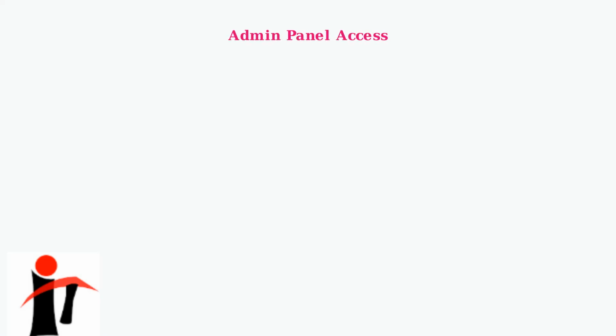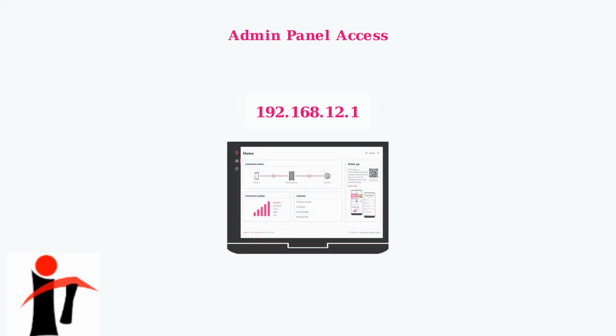Once your gateway has restarted, you'll need to access the admin panel to check for firmware updates. Open a web browser and navigate to 192.168.12.1, which is the default gateway address. In the admin panel, navigate to System, then Firmware Update. If an update is available, allow it to install automatically. Keeping your firmware current is crucial for preventing error code 500.